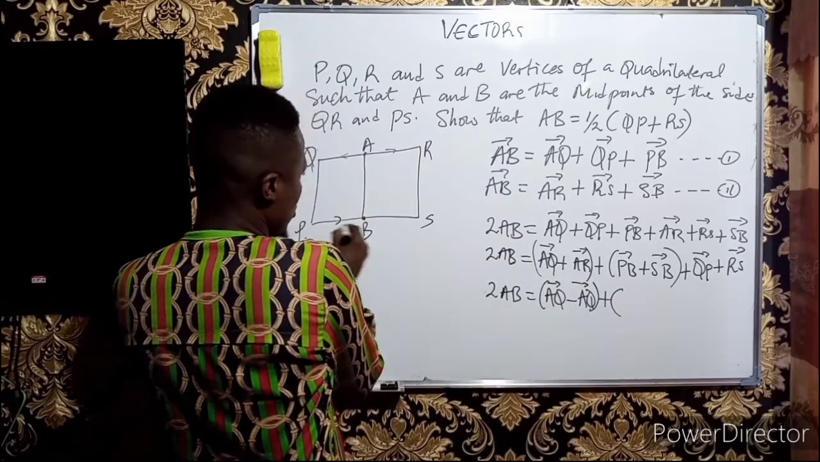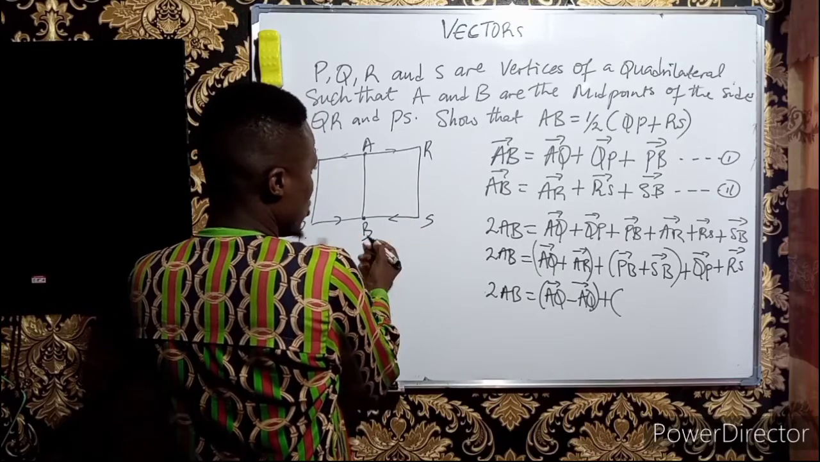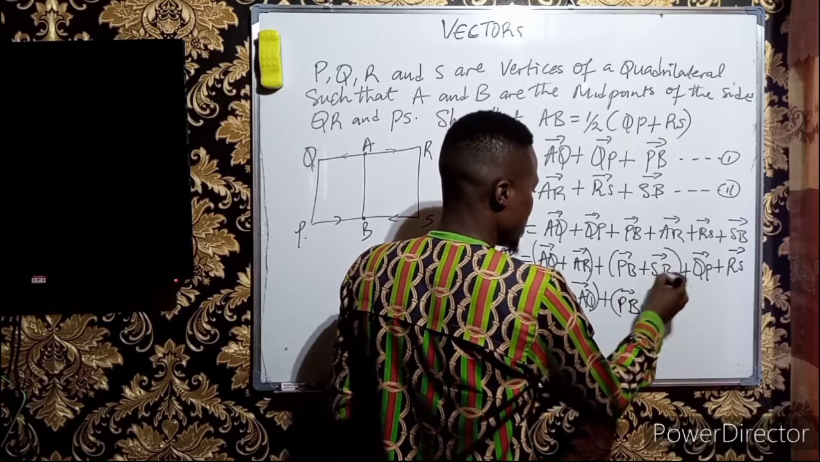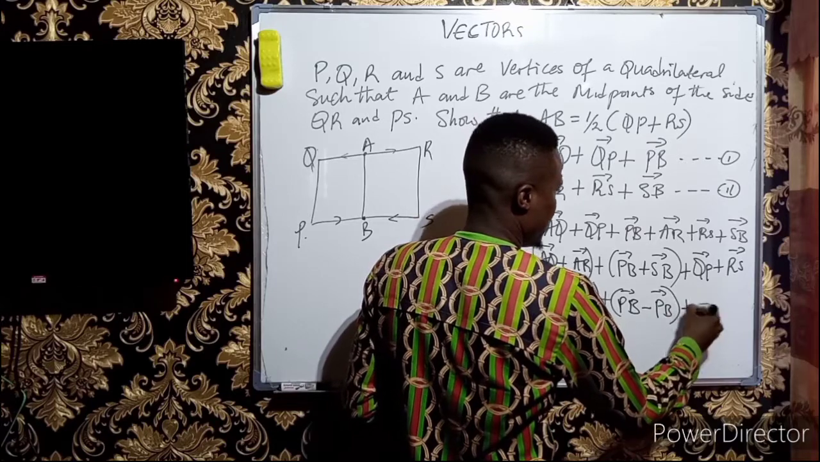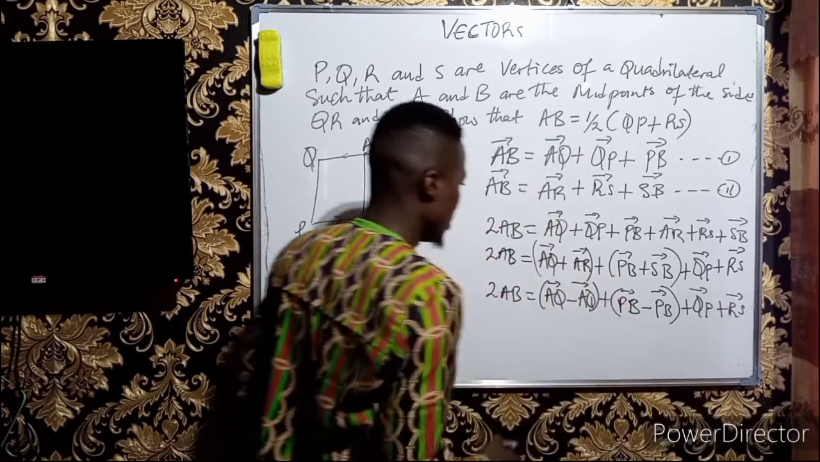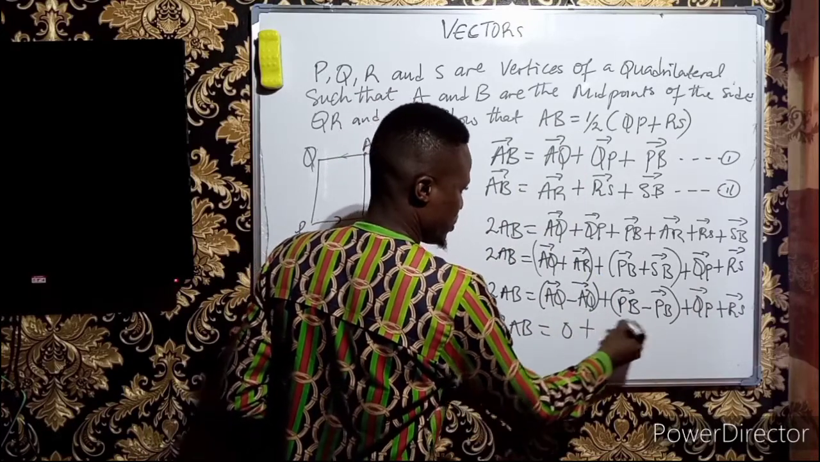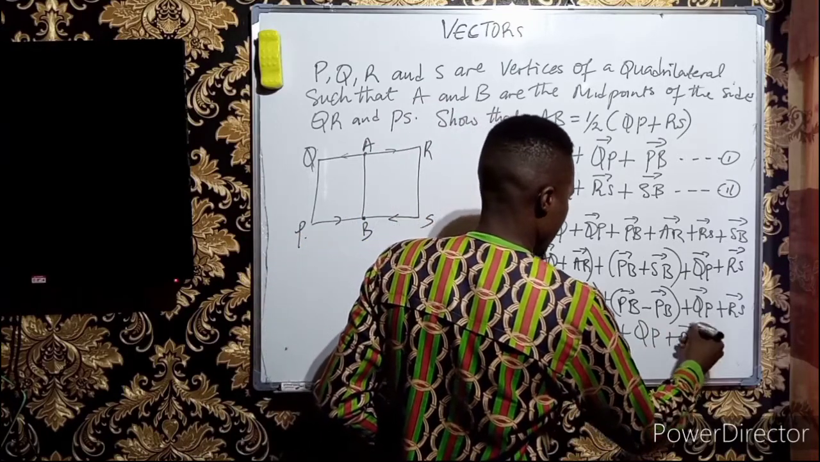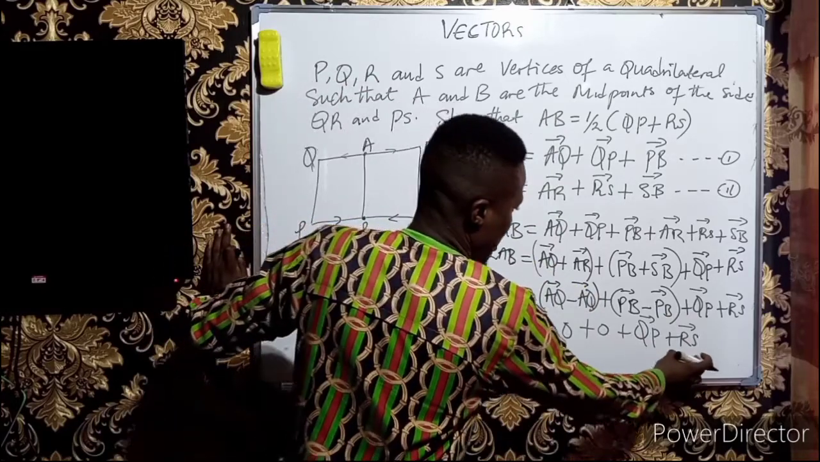PB is going this way, P to B, while SB is going S to B, in the reverse direction, but they are equal, just negative. So SB can be seen as negative PB, then plus QP plus RS. Okay, now 2AB equals 0 plus QP plus RS. All right, so now 2AB is equal to QP plus RS.